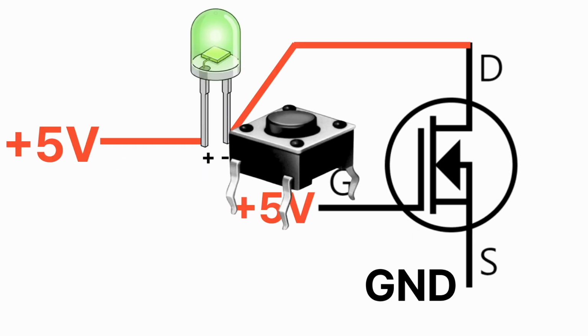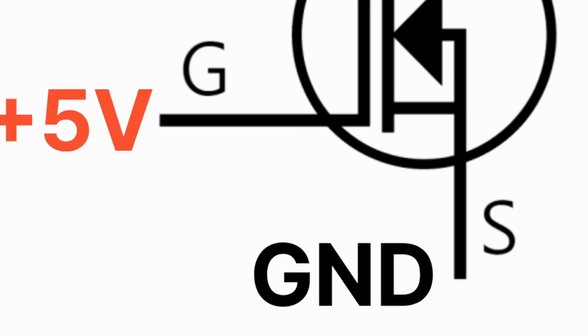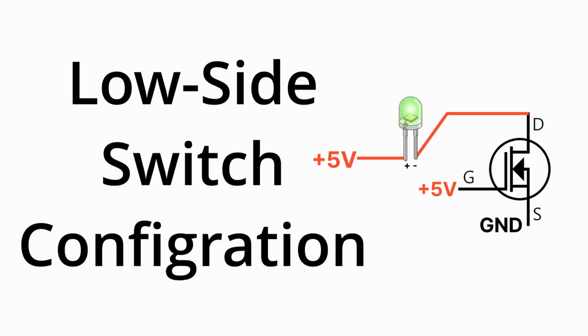In this configuration, it acts purely as a switch. By making the source voltage 0 volt, it operates correctly. This method is called the low side switch configuration. In real-world circuits, the low side configuration is used more often.